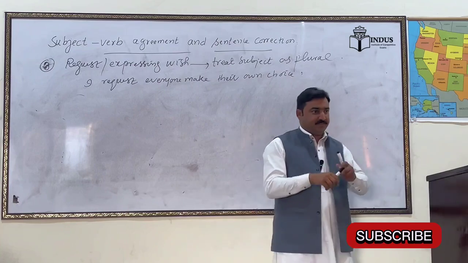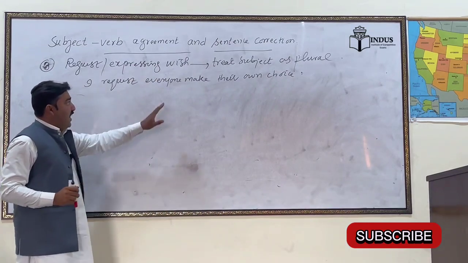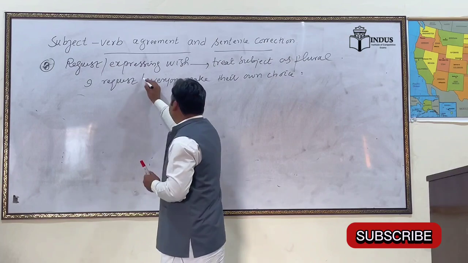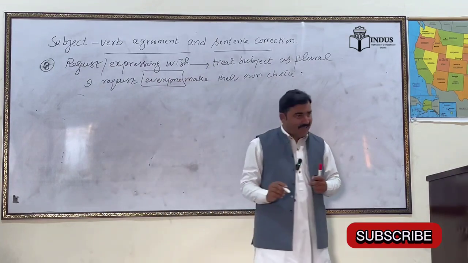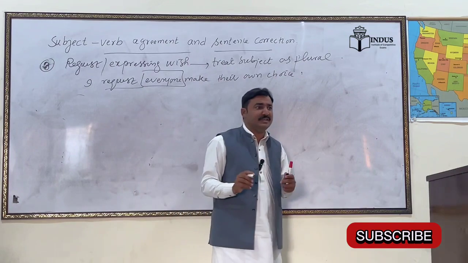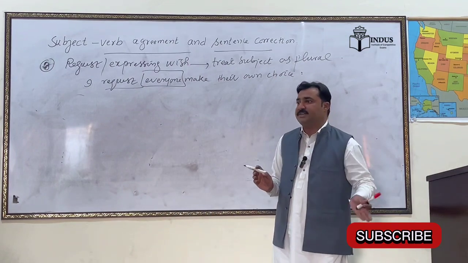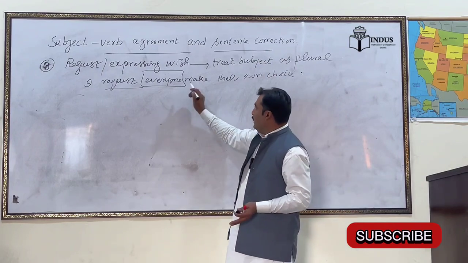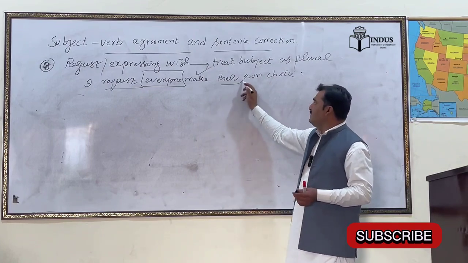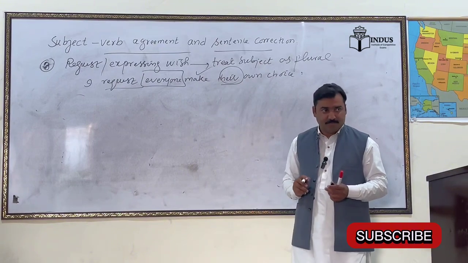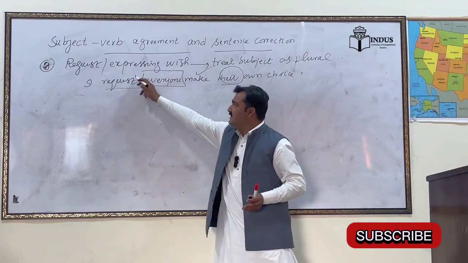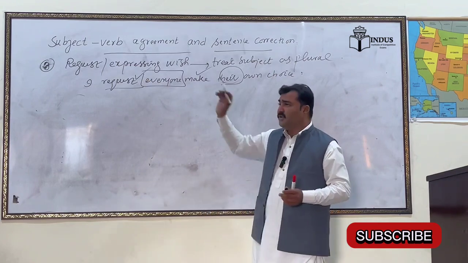Now look at this sentence. I request everyone make their own choice. Normally, with everyone, we treat everyone as a singular subject. But here we are making a request. So if you are making a request, you can treat the subject as plural. I wrote here "make", I didn't write "makes". And I didn't write "his". So I have treated the whole subject as plural.